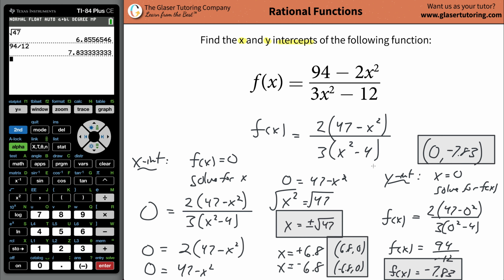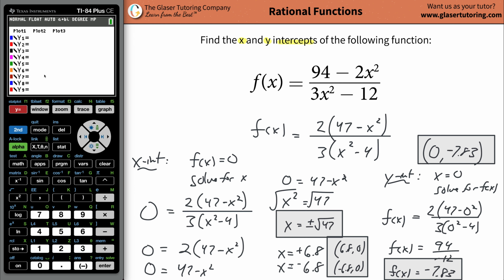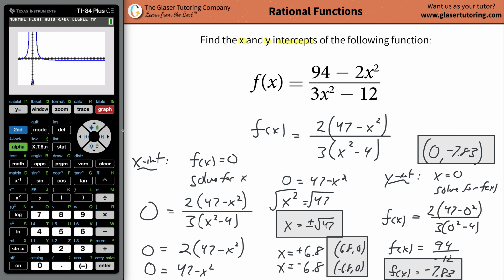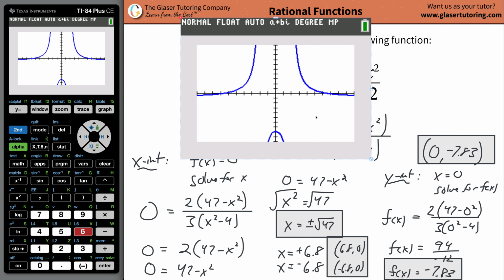So why don't we graph the function and see what's going on. Go to y equals, graph the original function, just to make sure, because you might have made a math mistake along the way. So 94 minus 2x squared, close those parentheses, then divide it by the denominator of 3x squared minus 12. Close parentheses and hit graph. This thing looks a little strange, so let's go to zoom, standard, okay? Let's see what we're working with.